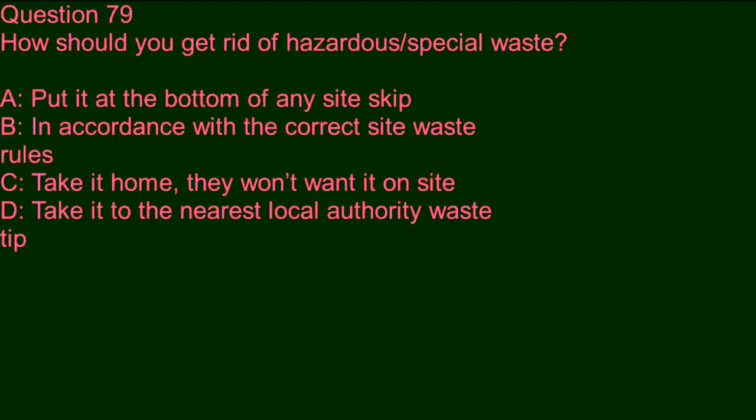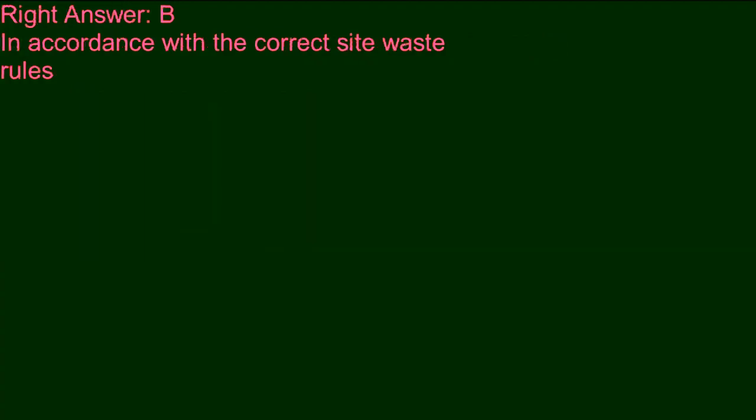Question 79. How should you get rid of hazardous special waste? A. Put it at the bottom of any site skip. B. In accordance with the correct site waste rules. C. Take it home, they won't want it on site. D. Take it to the nearest local authority waste tip. Right answer, B. In accordance with the correct site waste rules.